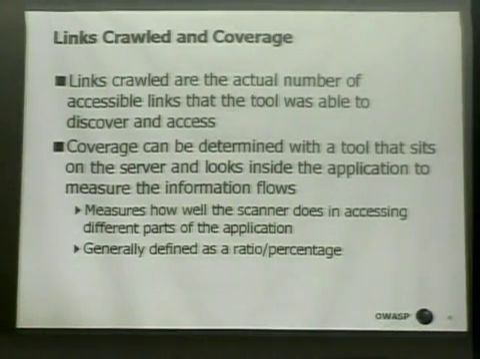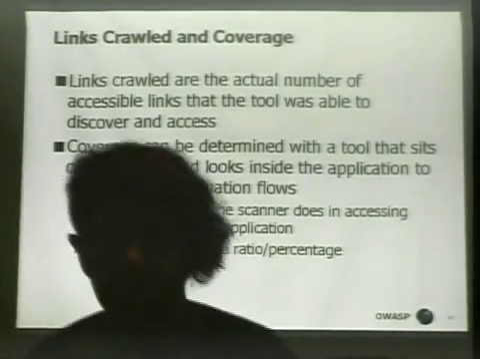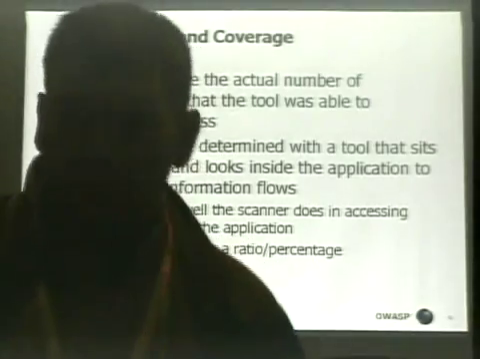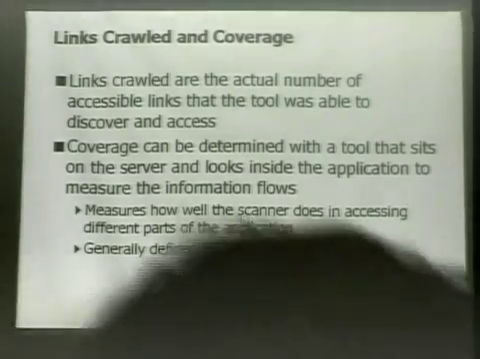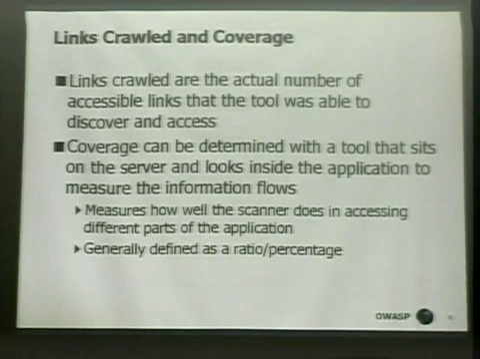So links crawled is the actual number of accessible links that the tool was able to discover and access. And coverage, the way I'm using coverage right now, is I'm basically using a tool that instruments the application. It adds code to the application that monitors functions within the application, usually security critical functions, like data flow functions that have sinks and input. So it gives you a measure of how well the scanner does in accessing the application, because the code injected into the application won't trigger unless it executes. So if you start getting coverage counts, you know that code is executing inside the application.